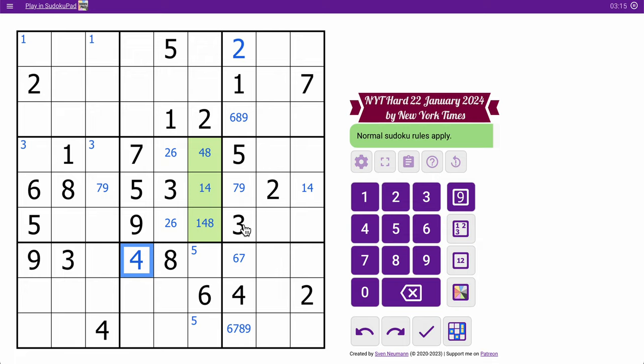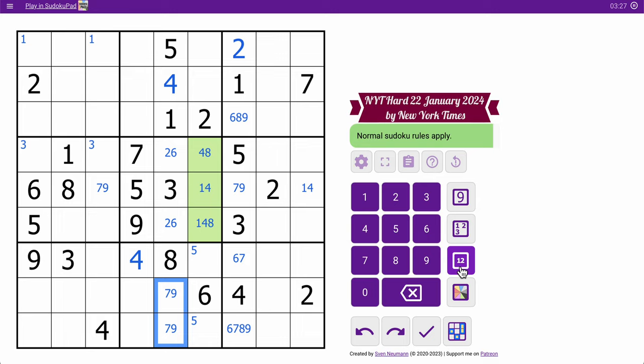One, two, three, five, six, eight. So 4, 7, 9 are in those cells. These can't be four, so this one is. These are 7, 9. That gives 4, 6, 7, 8, 9, so I need 1, 2, 3, 5 to fill out the box.